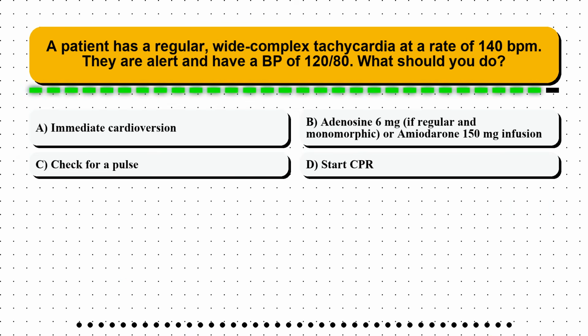Question 22. A patient has irregular, wide complex tachycardia at a rate of 140 bpm. They are alert and have a BP of 120/80. What should you do? Option A, immediate cardioversion. Option B, adenosine 6 mg, if regular and monomorphic, or amiodarone 150 mg infusion. Option C, check for a pulse. Option D, start CPR.